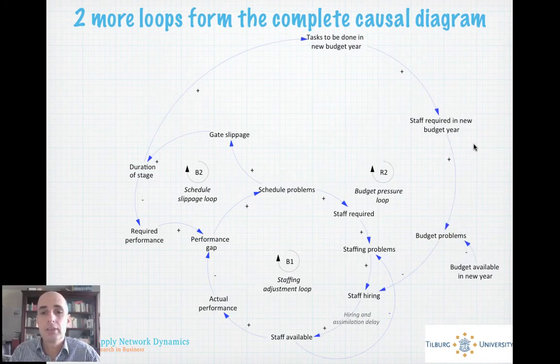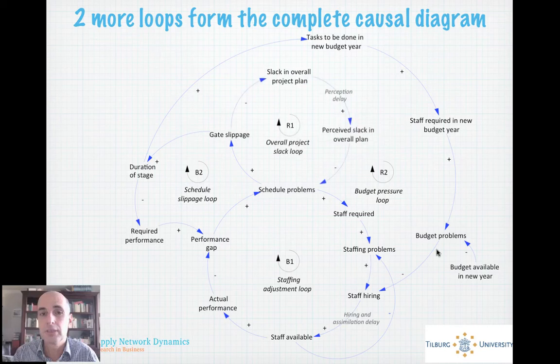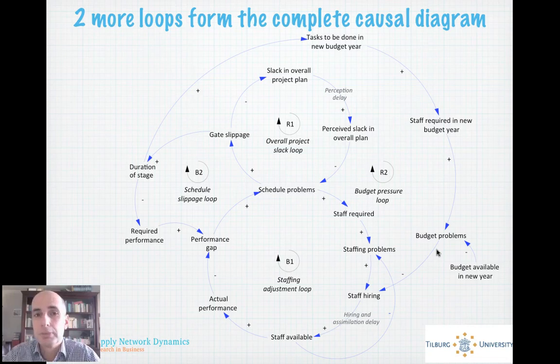So we can combine this now, the original loops of the staffing adjustment loop, where you actually hire more people, but it takes too long, and the schedule slippage loop, where you actually say, you know what, let's do it a bit later, with another loop saying that actually if the stage lasts longer, then it needs to be hired in the next year, but there is no budget available in next year, so that will limit staff hiring. And a final one that if the gate slips, then actually the slack in the overall project plan is diminished, and so we don't have any slack left. And this little perception delay here will be the topic of our next mini webinar, because why on earth did they not see that?